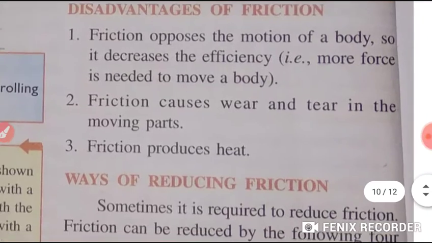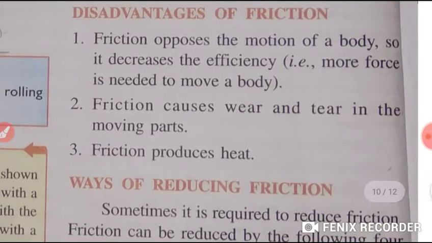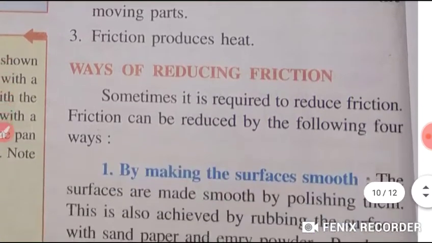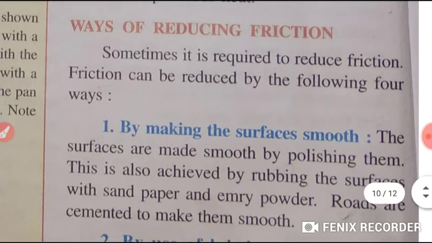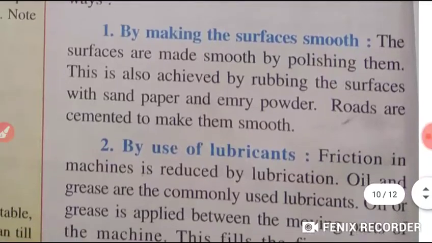Students, first of all, the disadvantage of friction is that friction opposes the motion of a body, so it decreases the efficiency. Second, friction causes wear and tear in the moving parts, and third, it produces heat. So now, students, in the next topic we will study the ways of reducing friction. Sometimes it is necessary to reduce the friction, and this friction can be reduced in four ways.